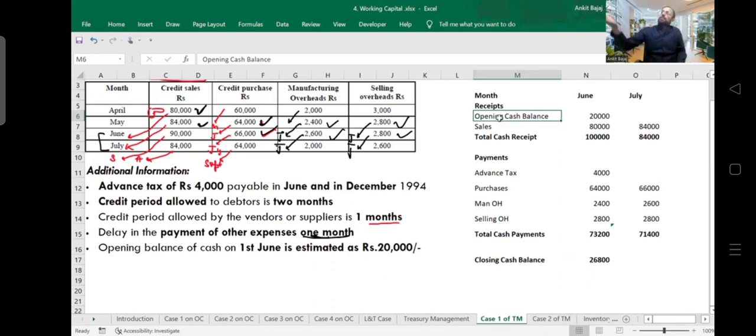And your debtors will be giving you 80,000 more in the month of June, right? You will be receiving 80,000 rupees from your debtors in the month of June. So what total cash will you have in the month of June? Obviously 20,000 and 80,000 more. Yes or no? So what is your total cash balance? It is 1 lakh rupees. Out of that, what do you have to do? You have to make the payment.